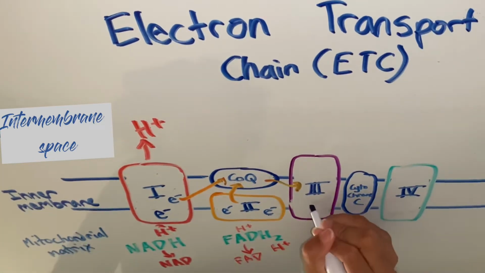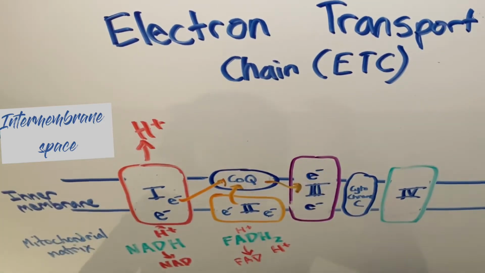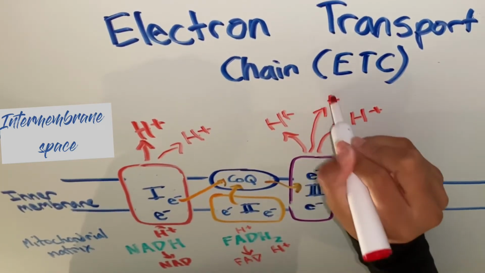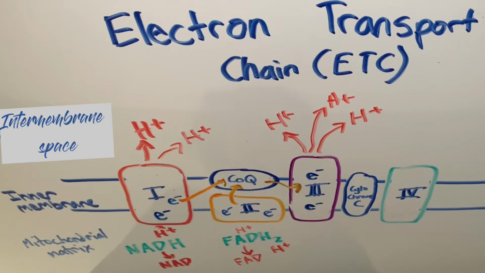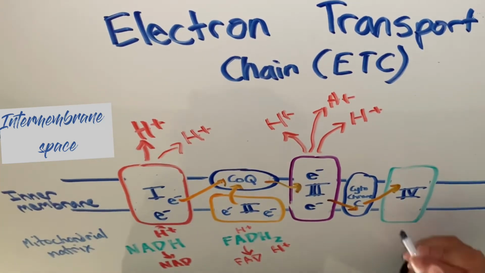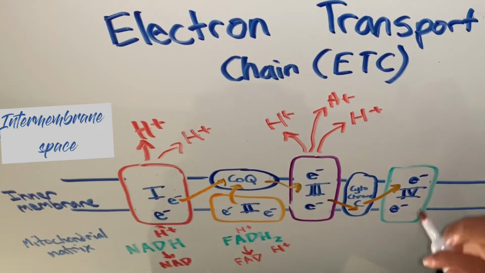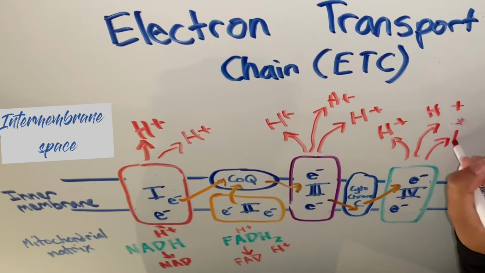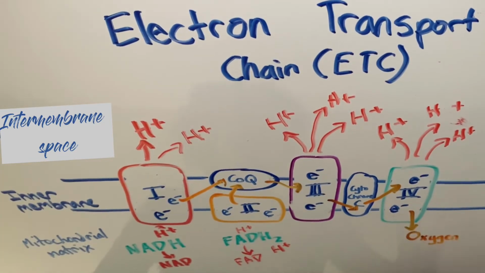Once the electrons have gone through complex 1 and 2, coenzyme Q helps transport them to complex 3. Once again, the electrons move through redox reactions, which provides the energy required to pump hydrogen ions into the intermembrane space. Cytochrome C helps transport electrons to complex 4, and the same process occurs once again. The electron transport chain concludes with oxygen, the final electron acceptor.